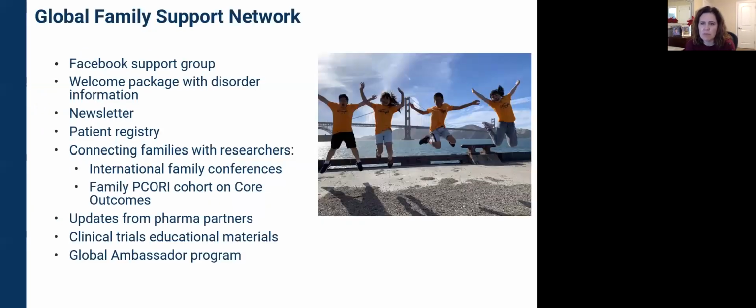We also support families by having an online support group. We send them a welcome package with information to help communicate with their teachers and their friends and neighbors about what this new diagnosis is they have. We have a newsletter that goes out to keep them up to date. We connect them with the pharmaceutical companies that want to give updates and are recruiting for clinical trials. We educate them on the clinical trial process. And we have a global ambassador program to connect different people and find ways to be able to advocate in countries around the world. Next slide, please.